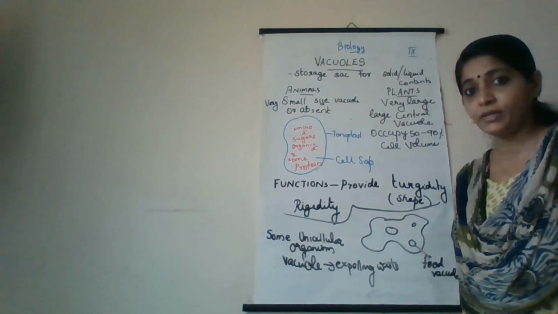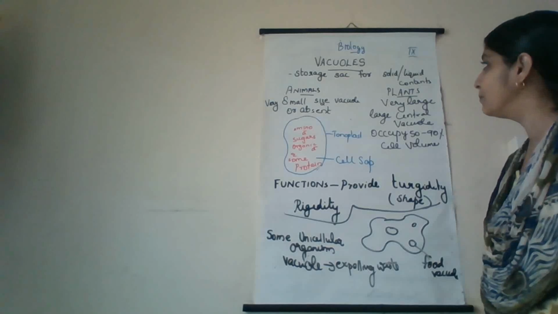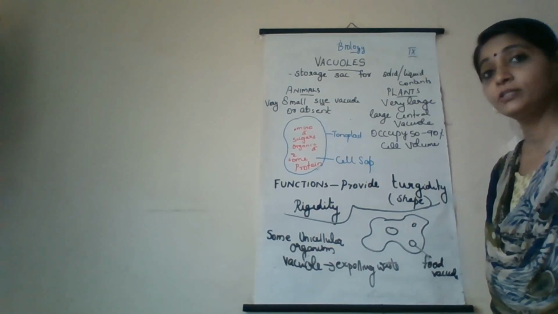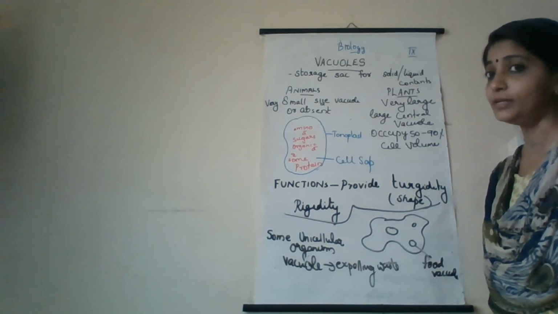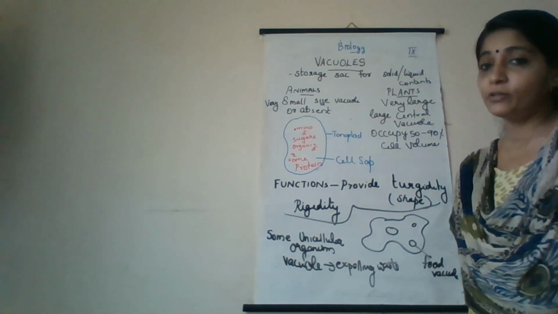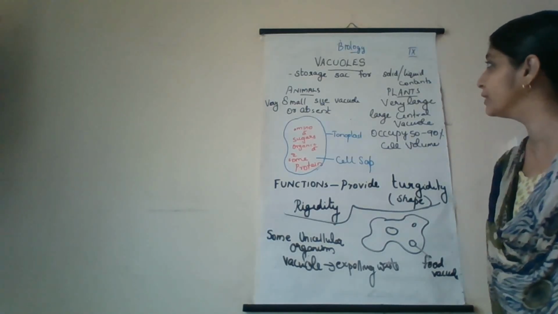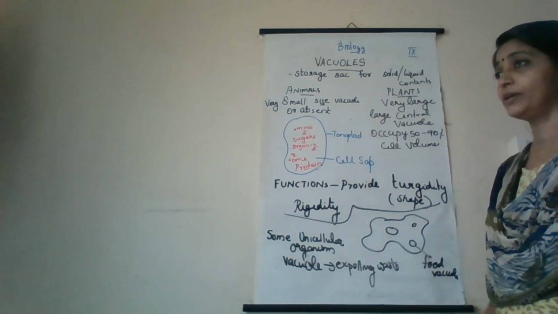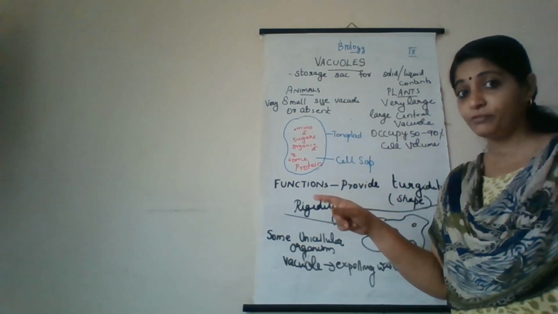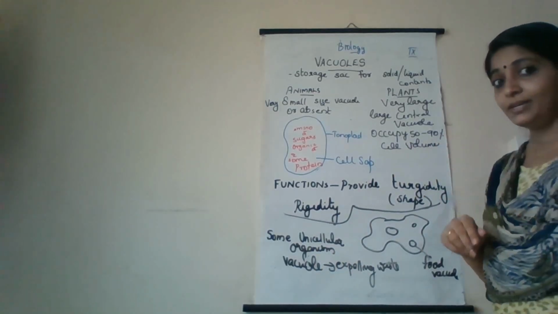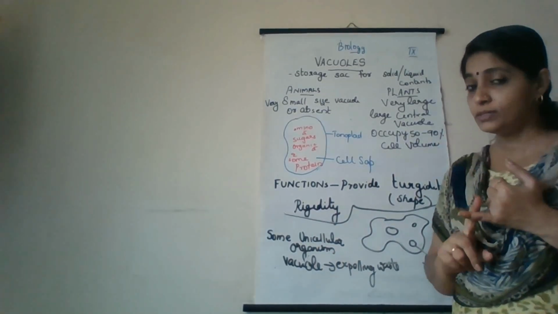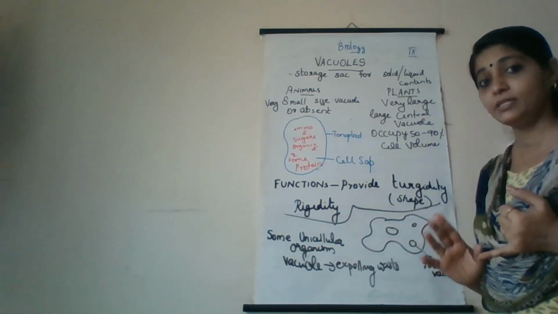The last cell organelle which we have to study is vacuoles. Vacuoles are storage sacs for solid or liquid contents. This is one of the main differences between animal and plant cells. We studied plastids last. Plastids are only seen in plant cells, but are absent in animal cells.